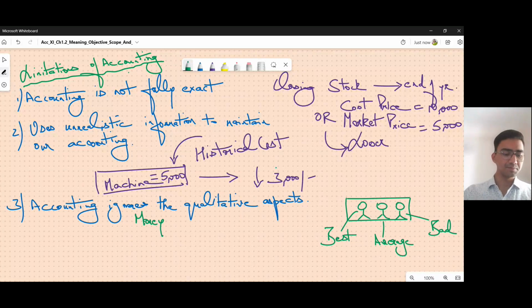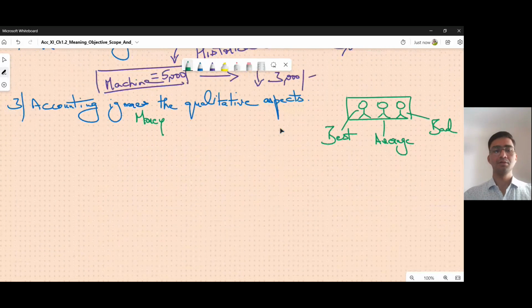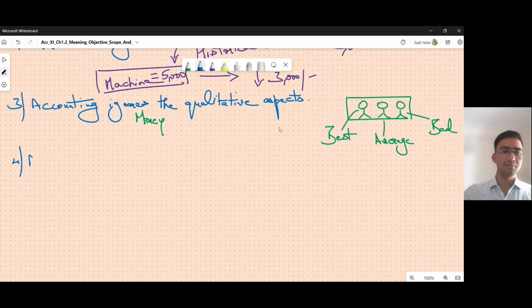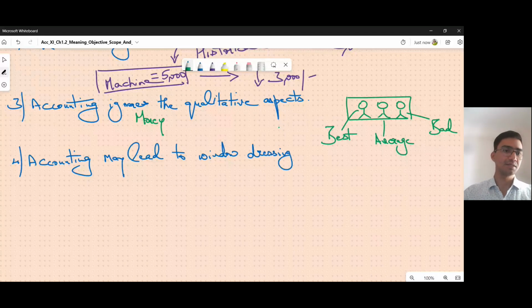The next point. This is going to be a very important point now. It's called accounting may lead to window dressing. Now, what is window dressing? This is a very important point to understand and remember in the market. When I say window dressing, let's understand this.